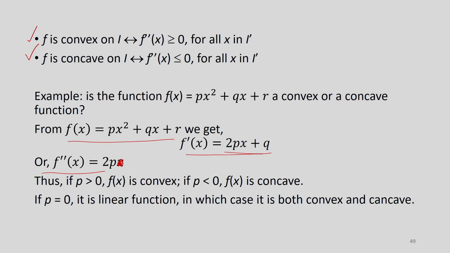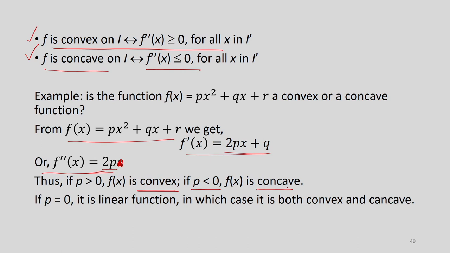Now, if p is greater than 0, if p is positive, then the second derivative is also positive, that is f double dashed of x is positive. And then we apply this rule, if the second derivative is positive, then the function is convex, right? And on the other hand, if p is strictly less than 0, that is p is negative, then this second derivative will be negative, because the second derivative is 2p. In that case, this applies, so the function is concave.